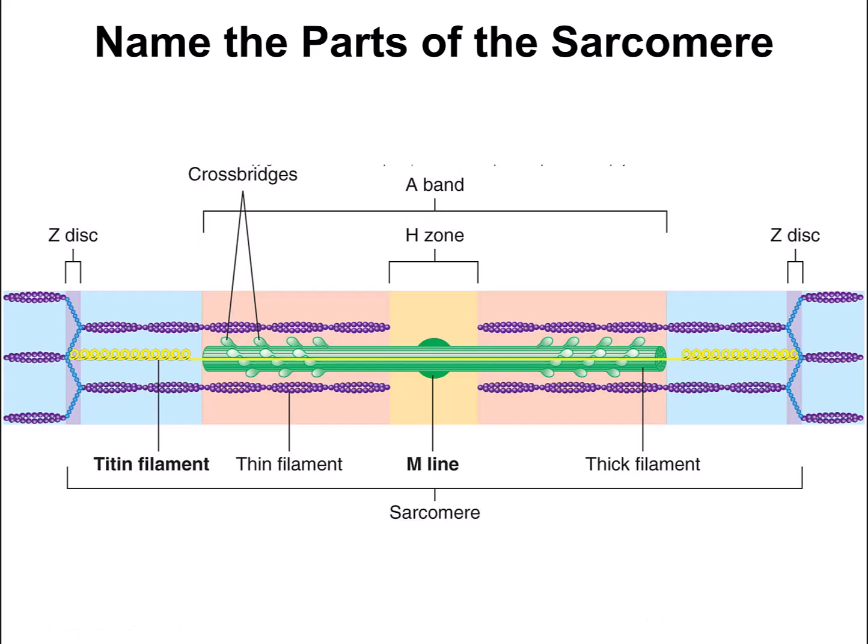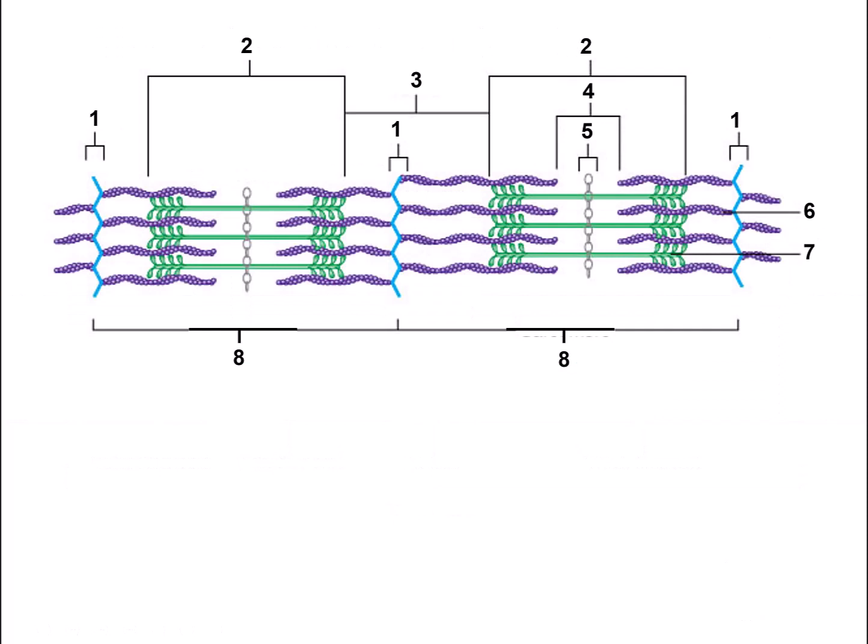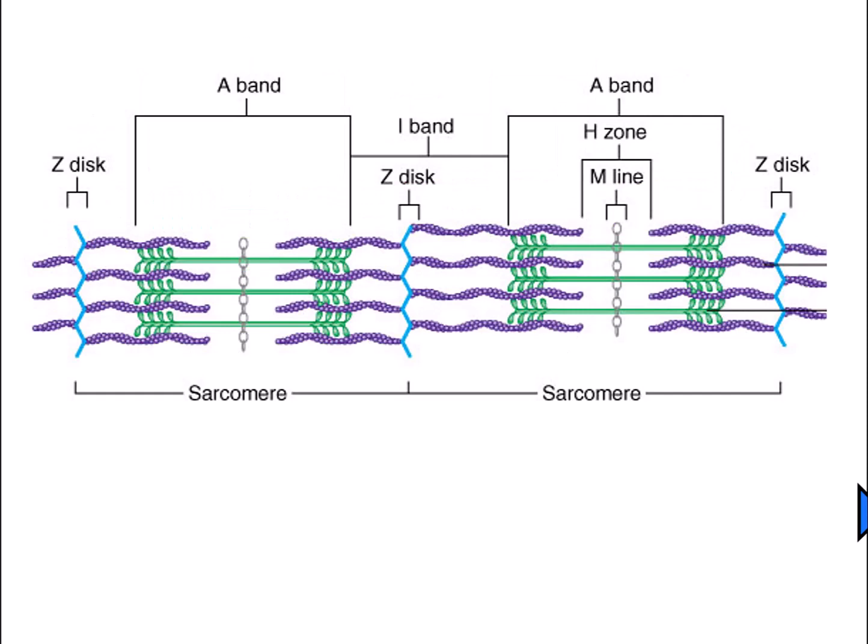Here are the answers. And cross bridges can be used as well as myosin heads. Those are both correct answers. Let's test our knowledge. Go ahead and label the following structures. And here are the answers.